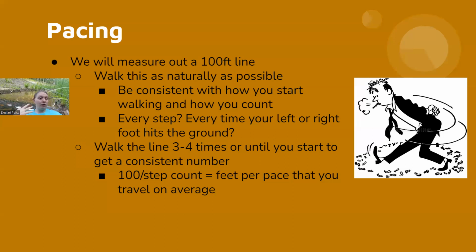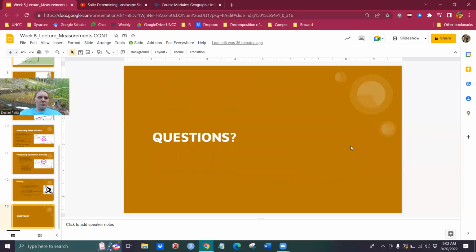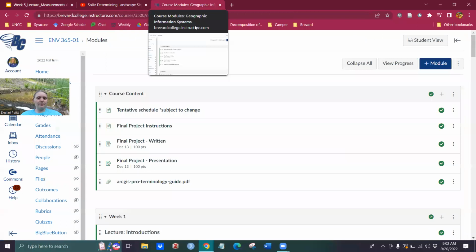So you want to walk that line 3 to 4 times, or until you start to get a consistent number for your pace. And then we'll do this calculation here: 100 feet, the distance, divided by your step count, what you counted while you were walking that pace, equals the feet per pace that you travel on average, right? We're going to go over this again on Friday, and we'll do a worksheet and work together to get our pacing. You can't ask me questions because we're digital right now, but if you do have questions, feel free to shoot them to me.